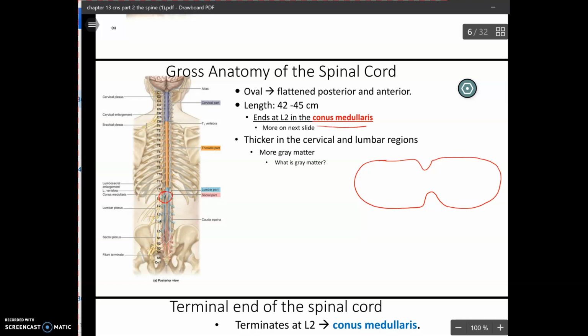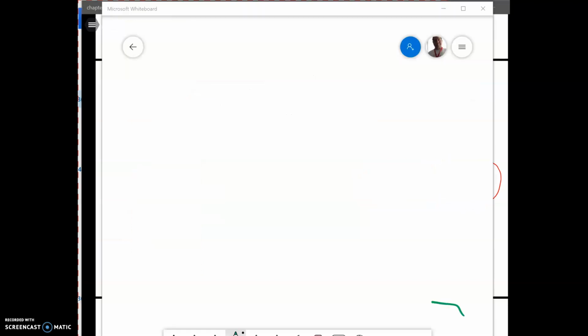And you actually have thickenings in the cervical and the lumbar region. So if I were to redraw it here, it's thicker here in the cervical region. It thins out in the thoracic region. Gets thicker again in the lumbar region. And then what does it end in? The conus medullaris.